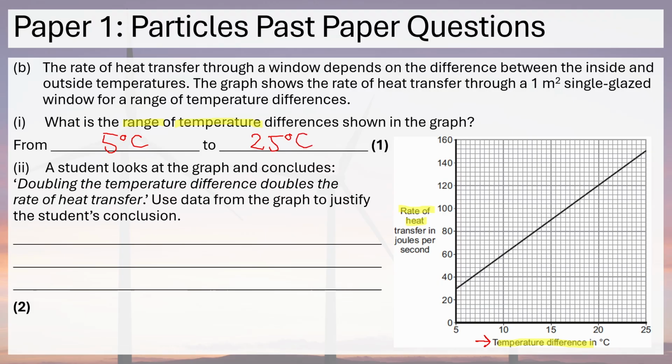The next bit then, the student looks at the graph and concludes doubling the temperature difference doubles the rate of heat transfer. So you can see we're referring to those 2 axes there. We've got to use data from the graph, so you must use some numbers from that graph and state them. You can use any numbers here really, but I'm going to go from 10 to 20 on the bottom. So I'm going to double the temperature from 10 to 20.